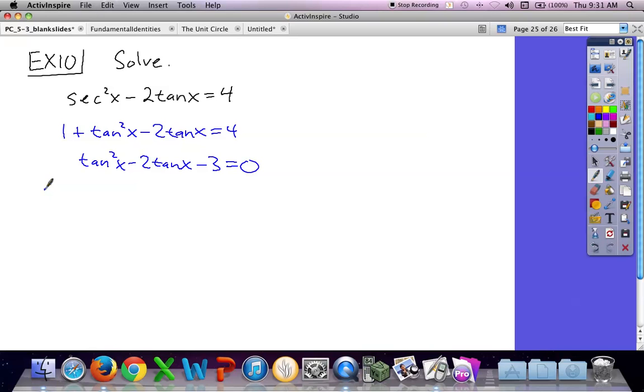Okay, that looks like a pretty simple quadratic, right? What two numbers have a product of negative 3 and a sum of negative 2? Cameron? Negative 3, positive 1, right? So this will be tan x minus 3 times tan x plus 1 equals 0. Right, and then we'll set each equal to 0. Tan x minus 3 equals 0, tan x plus 1 equals 0.